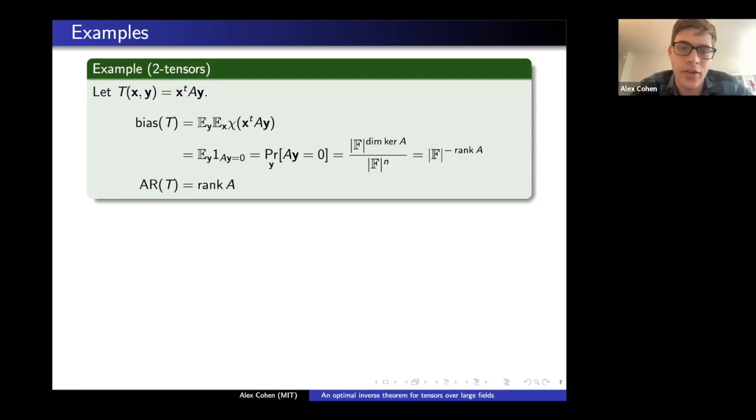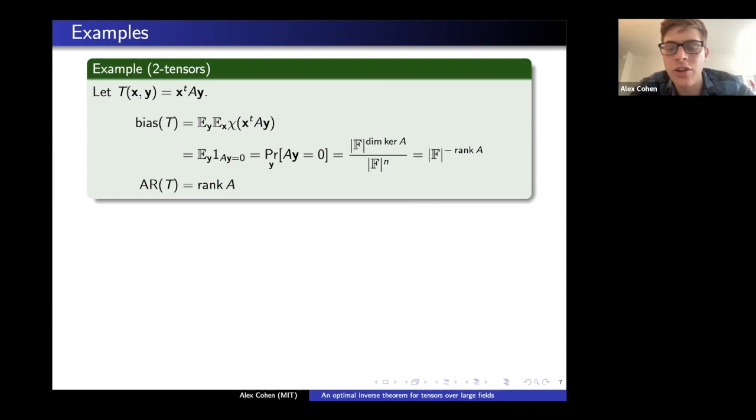So the bias is equal on the nose to the probability over all vectors y that A times y equals 0. And this is some kind of analytic version of the codimension, some measure of the size of the kernel of A, and the kernel of A is related to the rank.